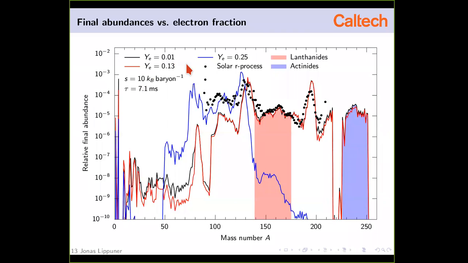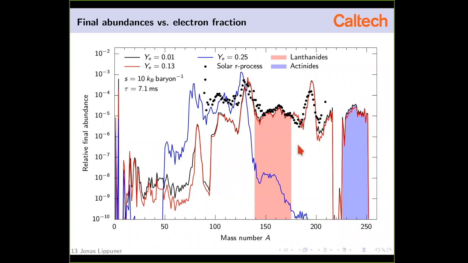That's because of this fission cycling. Even though it's less neutron rich, we still get into the fission cycling, and so the abundances, the second and third peak, are essentially identical. The black dots here are the measured or observed solar r-process abundances, and we match those fairly well. The red band here and the blue bands are the lanthanides and actinides. So we produce a lot of these.